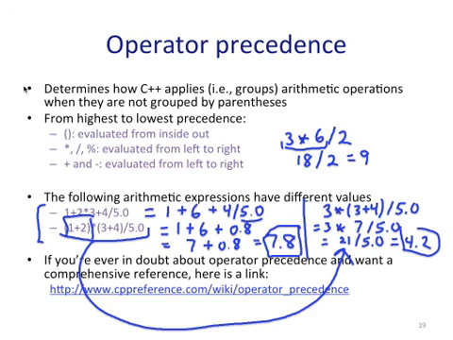So we'll pick this up next time with some more examples with operator precedence, and also how we deal with mixed arithmetic, like right here where we had 4 divided by 5.0. That was an integer divided by a real number. And also, if you ever have a question about operator precedence, which you probably won't in this class, this is a good link for looking at it.